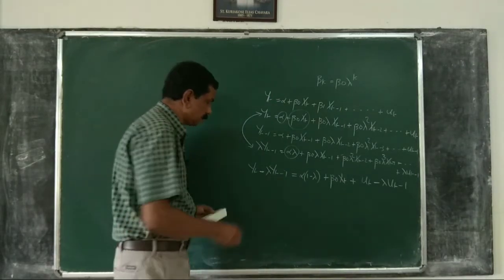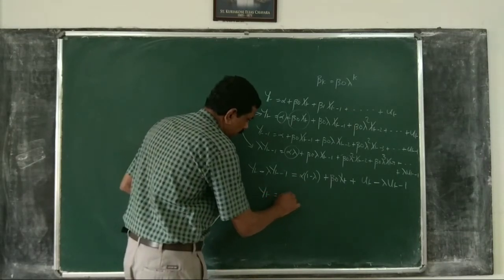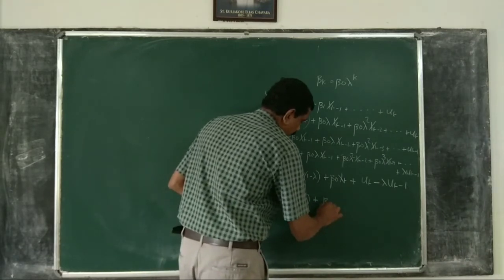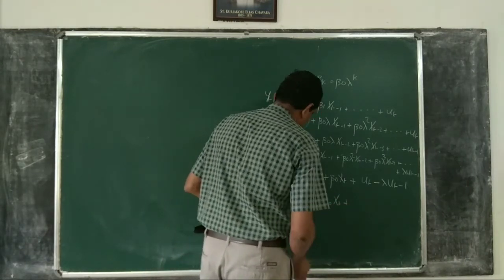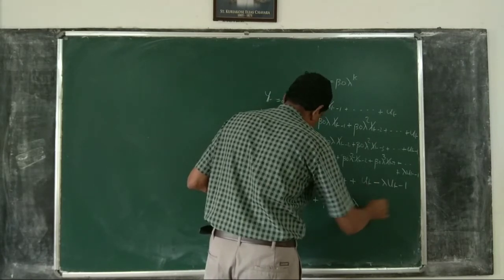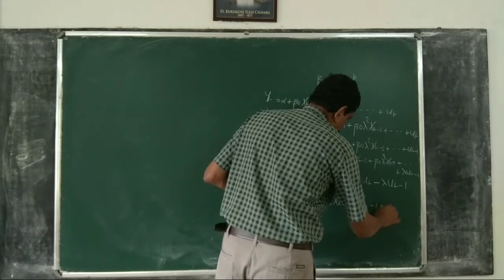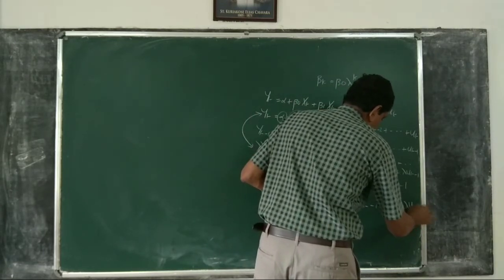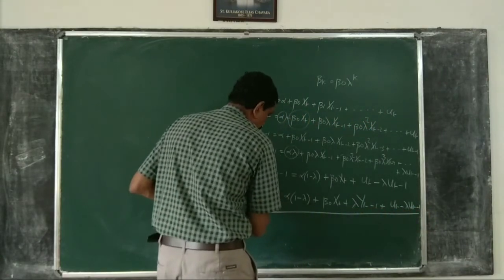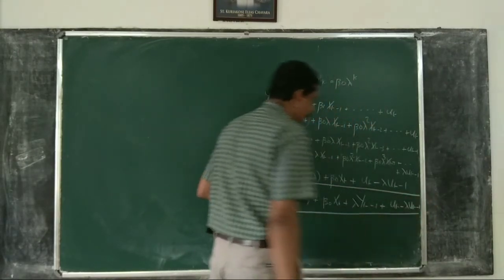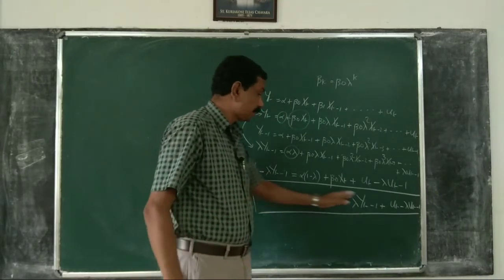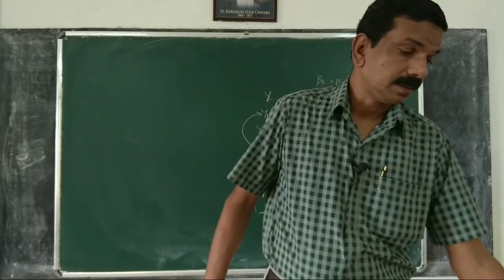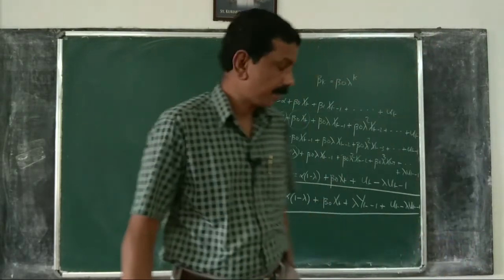Subtracting, this can be written as yt is equal to alpha into 1 minus lambda plus beta 0 xt plus, this term is taken to the right, lambda yt minus 1 plus ut minus lambda ut minus 1. Remember this equation. This transformation is known as the Koyck transformation.